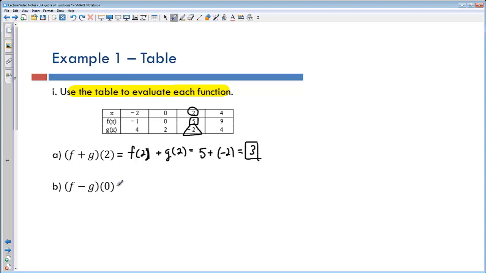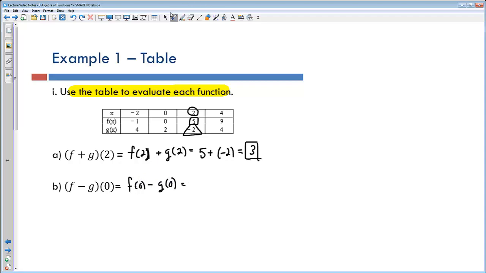Let's do this one. So instead of plus, of course, we have minus, and so what does this mean? This means take f of 0 and take away g of 0. So what we have here is f minus g evaluated at 0 is equal to f of 0 minus g of 0, and then we want to do what this says.